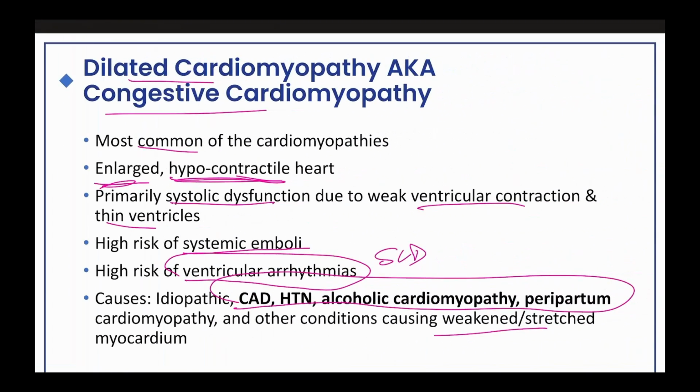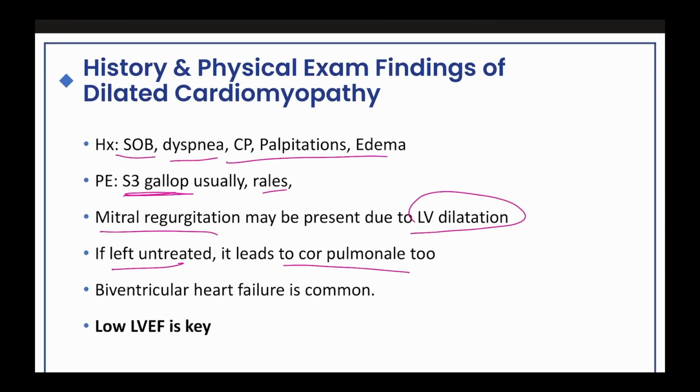If left untreated, it leads to cor pulmonale. What is cor pulmonale? What kind of heart failure? Right-sided heart failure caused by pulmonary problems. So nothing to do with left-sided heart failure causing the right-sided failure. It's all within the lungs that cause the issue. Biventricular heart failure is common with these patients, so left and right-sided, both of them are weak. But low ejection fraction is the key.